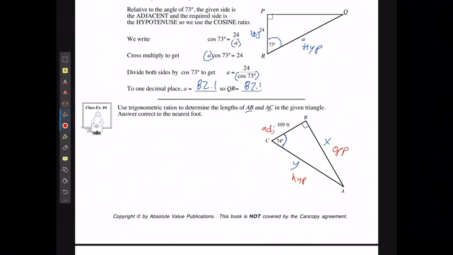If I want to solve for x first, I'm going to have opposite and adjacent, which means that it has to be tan. So I'm going to say that tan of 74 degrees is going to equal my opposite, x, over my adjacent 109. And then to get x by itself, I'm going to multiply both sides by 109. So x is going to equal 109 times tan of 74, and x is going to equal 380 feet.